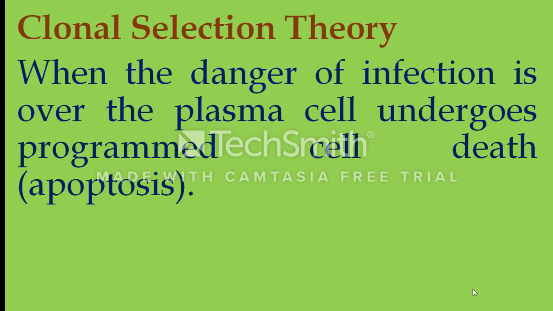When the danger of infection is over, the extra plasma cells or effector cells will undergo programmed cell death, or apoptosis. The body itself, the immune system itself, will remove the extra plasma cells which were generated against the specific antigen after the infection is over, after the complete removal of the pathogen from the body.